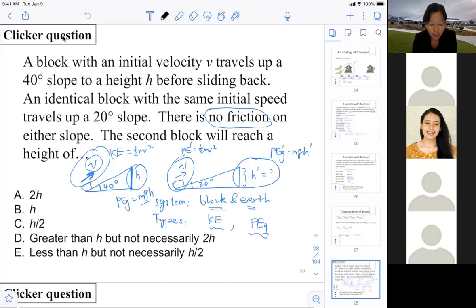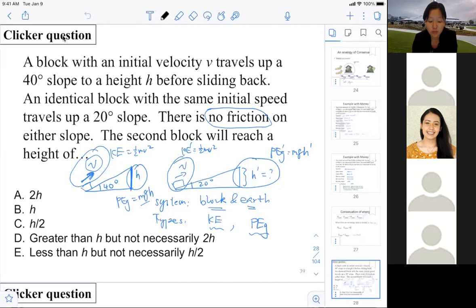So there's a block, it has a velocity v when it's at the bottom of the ramp. So you can think of the block as having some kind of energy, right? It's the kinetic energy the block has. While it's going up the ramp, the block would slow down, eventually come to rest. So that kinetic energy no longer exists at the end when it comes to the highest point. So where does that kinetic energy go?